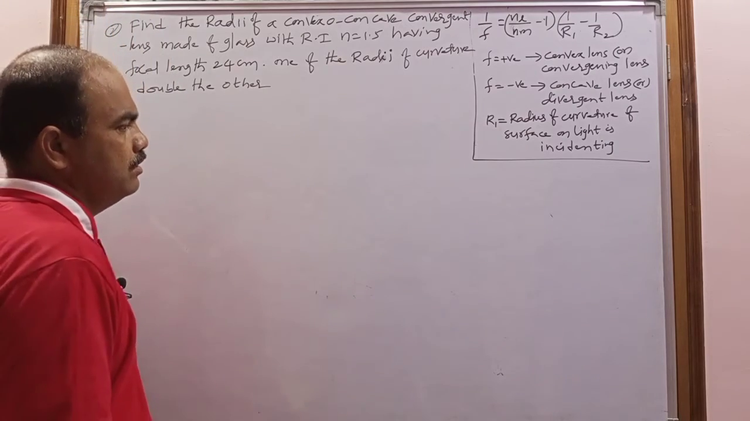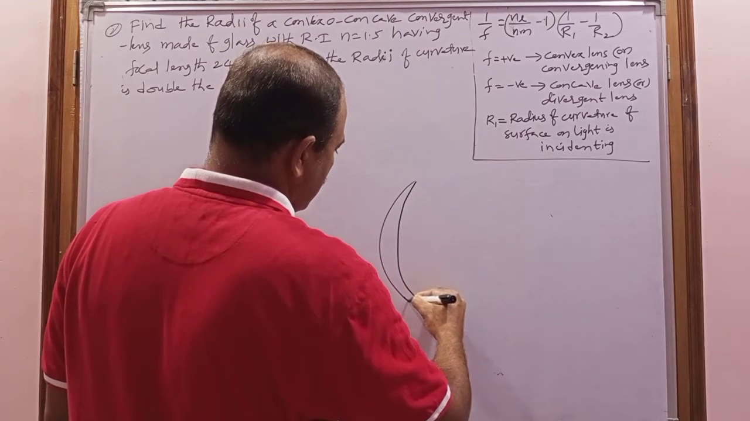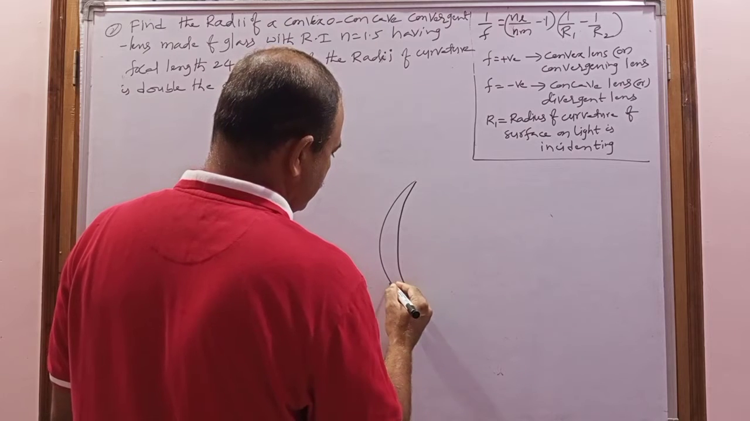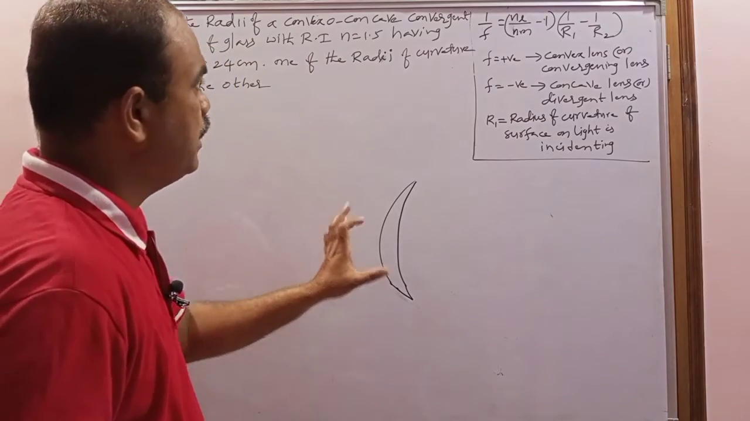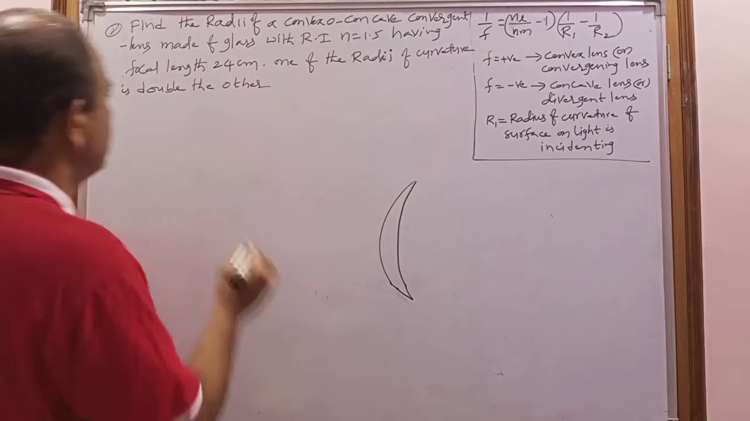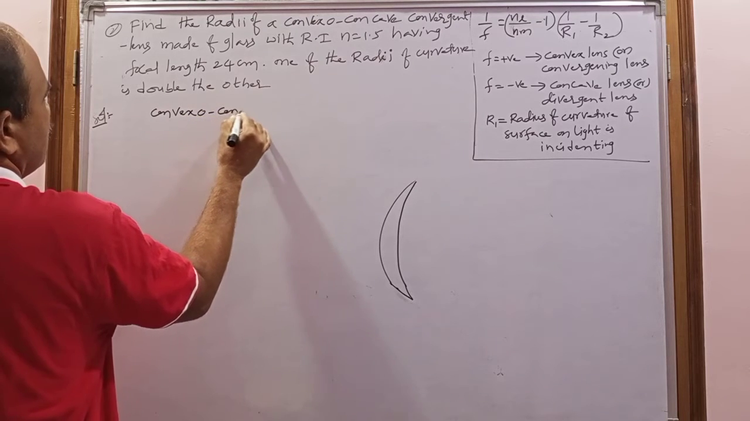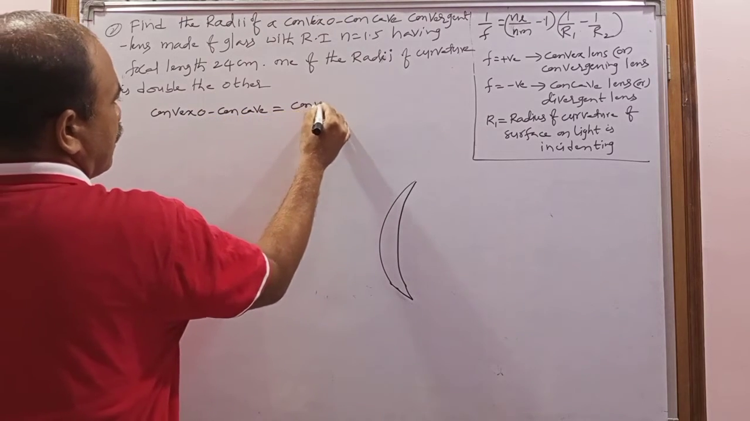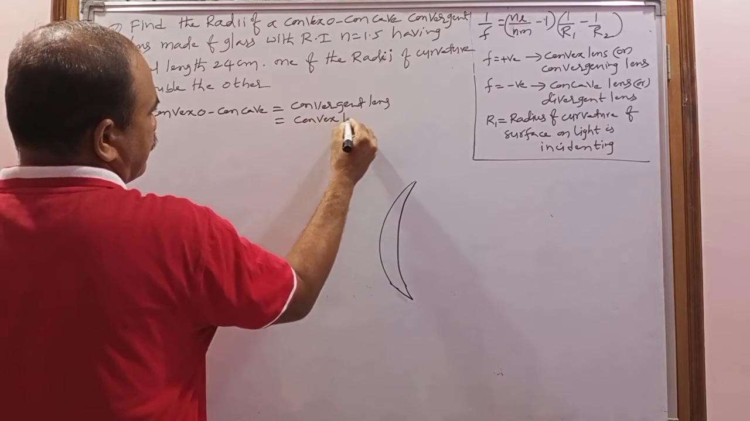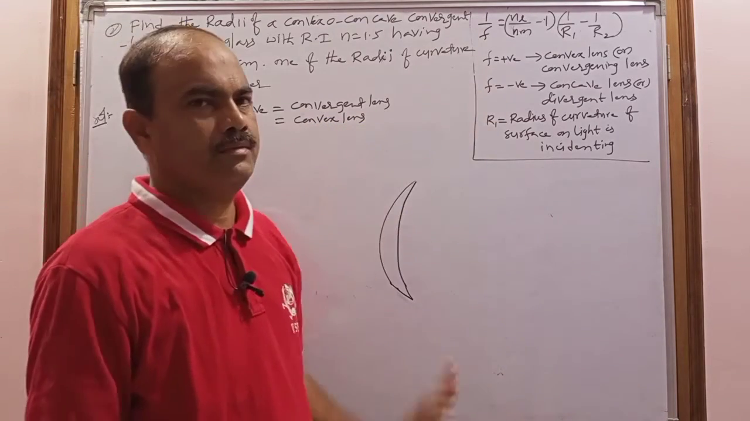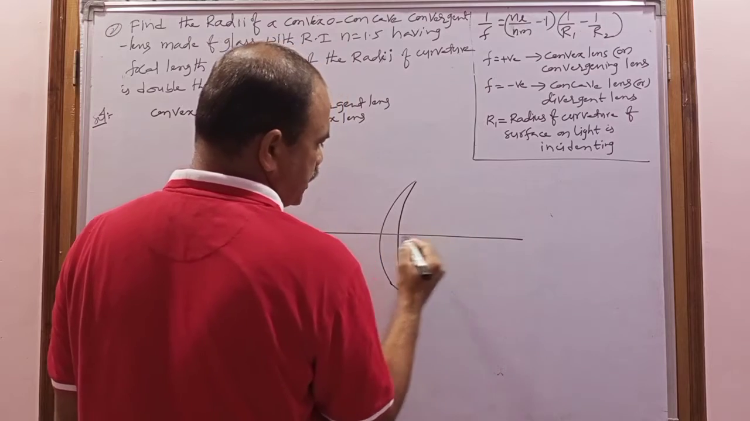So this is a lens of convexo-concave, and finally it acts as a convergent lens. A convergent lens is a convex lens, so its focal length is positive. So this is a convexo-concave lens. Now consider this optic center. This is the principal axis and this is the optic center.